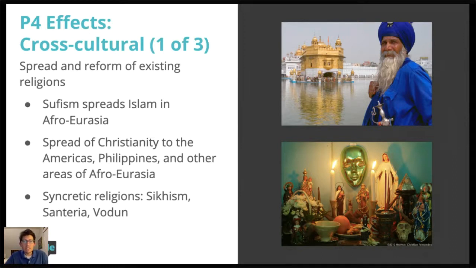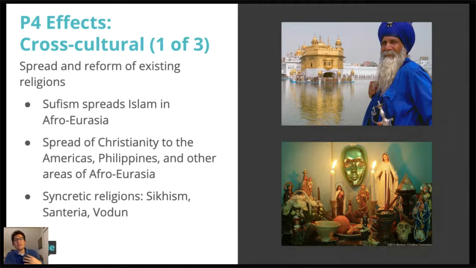And as more of these religions come into contact and people interact with each other along trade routes, we're going to see syncretic religions develop. In India, blends of Hinduism and Islam, known as Sikhism. In the Americas, blends of African religions, native religions, and Christianity, like Santeria and Vodun, become common in certain regions, especially in the Caribbean.